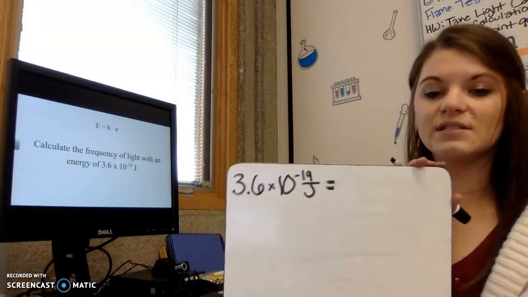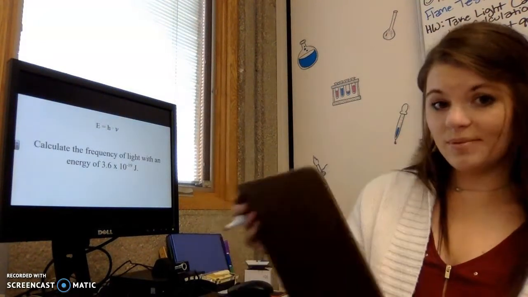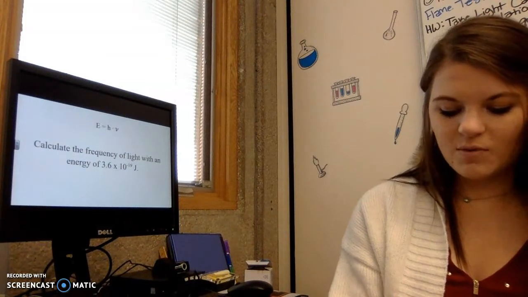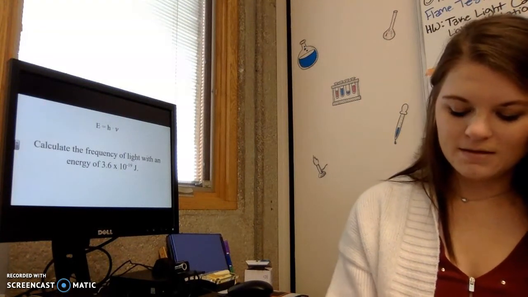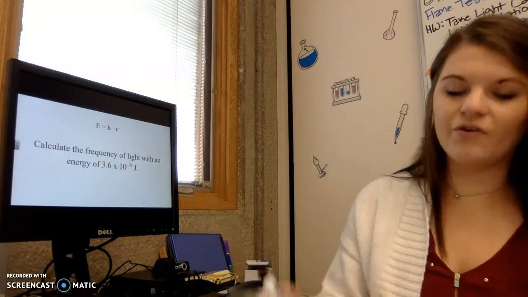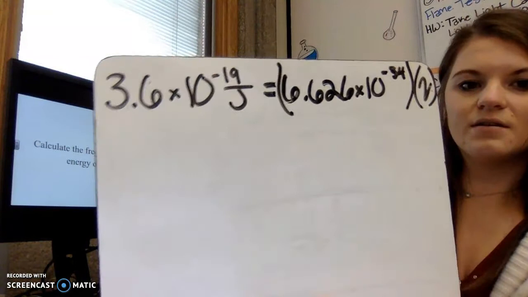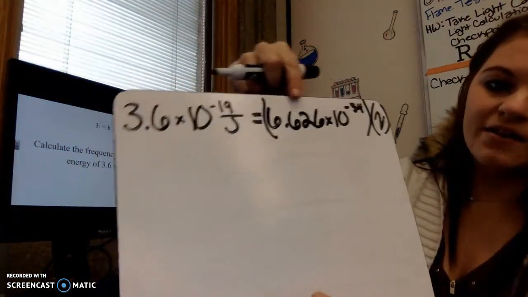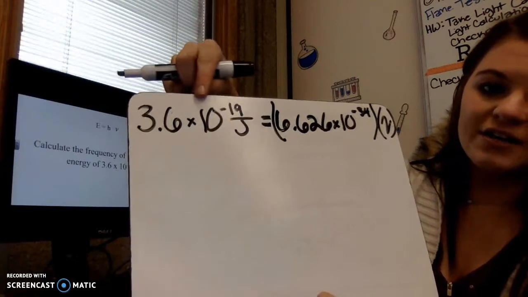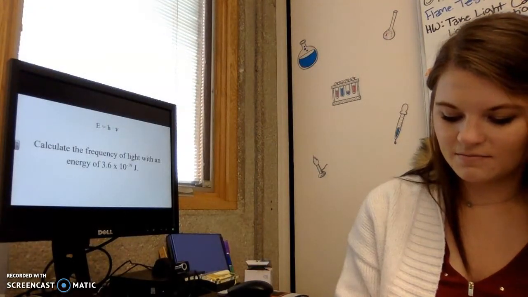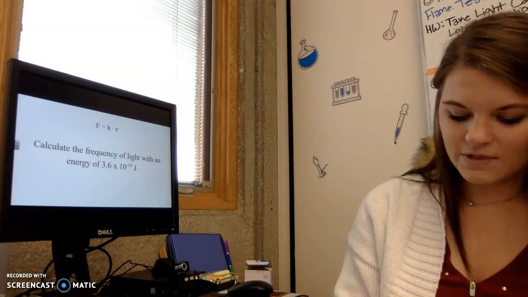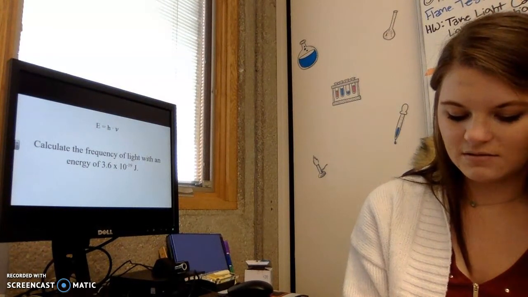Okay, equals Planck's constant. We know Planck's constant, it's given to us, 6.626 times 10 to the negative 34. And we're solving for frequency. So we have Planck's constant, we have our energy, and we're solving for nu. And we do this by dividing by Planck's constant, just like you do in algebra class.